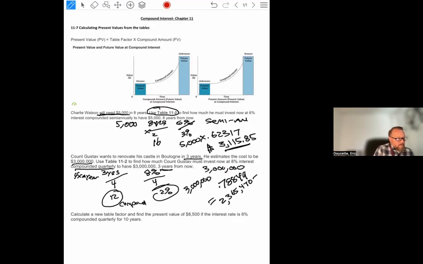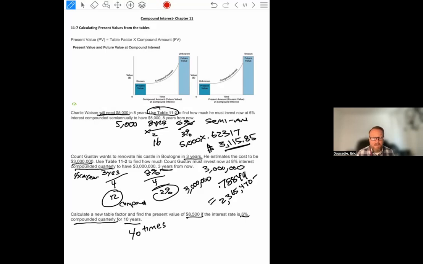All right, the next problem is calculate a new table factor. Just the same way that we sometimes had to look for periods that were off the chart, because the chart only went up to 25, we sometimes have to create a new table factor based on how many periods we are going to be compounding. For instance, this problem says they have a present value of $8,500 if the interest is 6% interest compounded quarterly for 10 years. So 10 years compounded 4 times a year means it's going to be compounded 40 times, right?